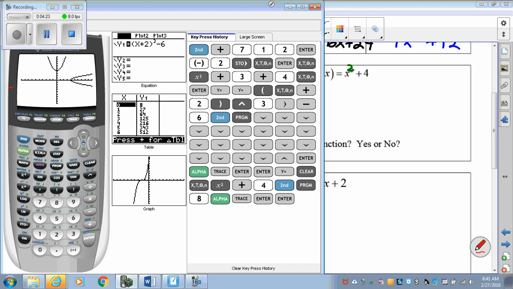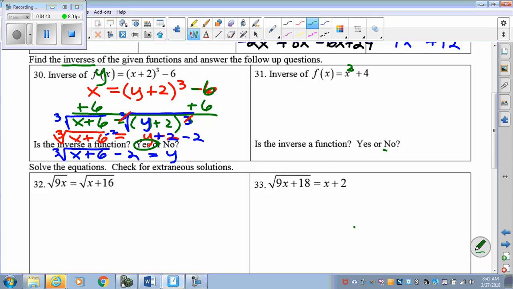It's a reflection across, here's the line y equals x, right? And the inverse is a reflection across that line. All these points go across. And so is that inverse a function? No, because the vertical line test crosses twice. So no, that is not a function.